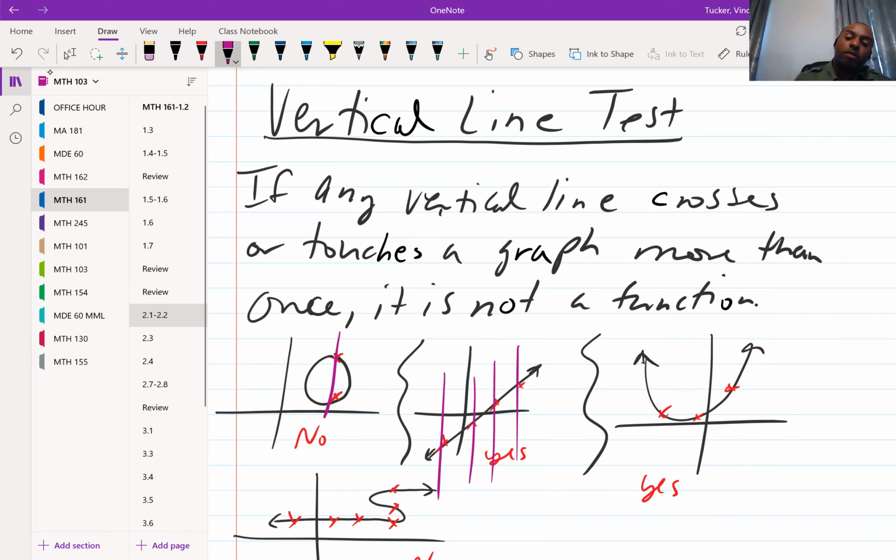If you have a parabola, just a U shape, that U continues to get wider and wider, so it doesn't go straight up. So no matter where you draw that vertical line, it's only going to touch it once. So that means yes, it is a function.